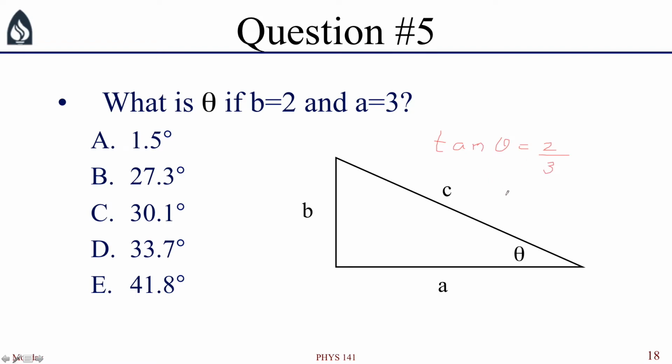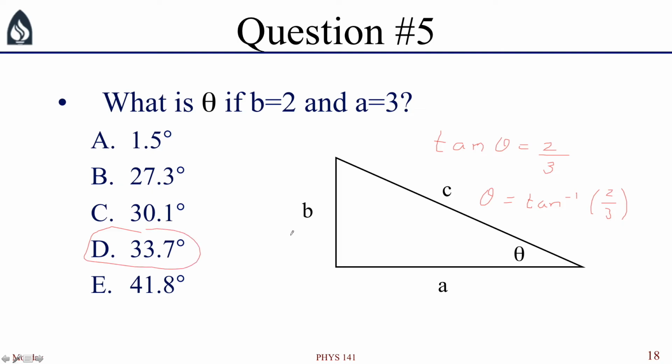So in order to figure out what theta is, I need to use the inverse tangent of 2/3. Now the inverse tangent should be a button on your calculator. It may either say inverse tangent or it could say atan for arctangent, which is just another way of writing the inverse tangent. And if you plug that into your calculator, then the angle it should return is 33.7 degrees. So I would select that answer.